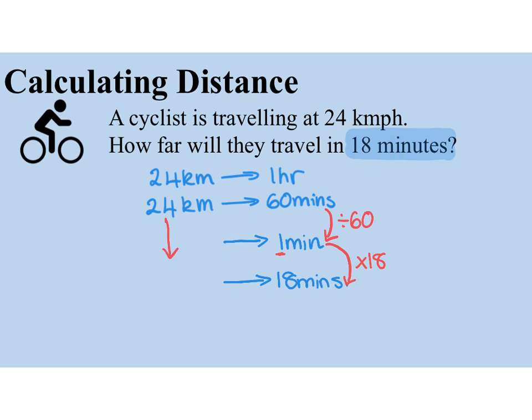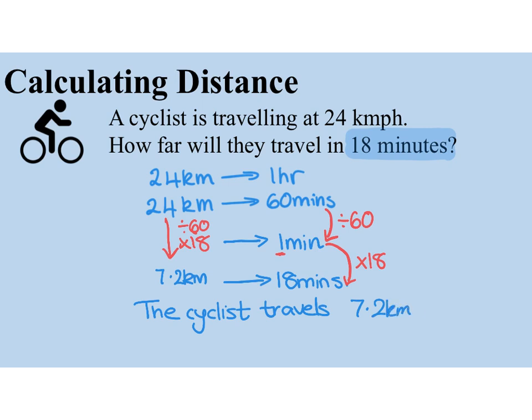So let's find our answer. We have to divide by 60 and times by 18. Let's use the trusty calculator. And we get 7.2 kilometres. The cyclist travels 7.2 kilometres in 18 minutes.